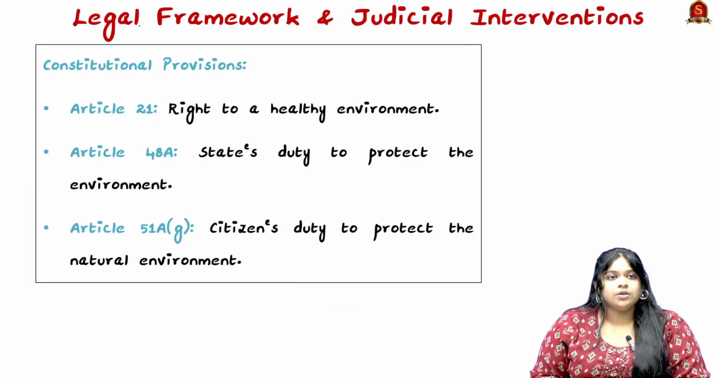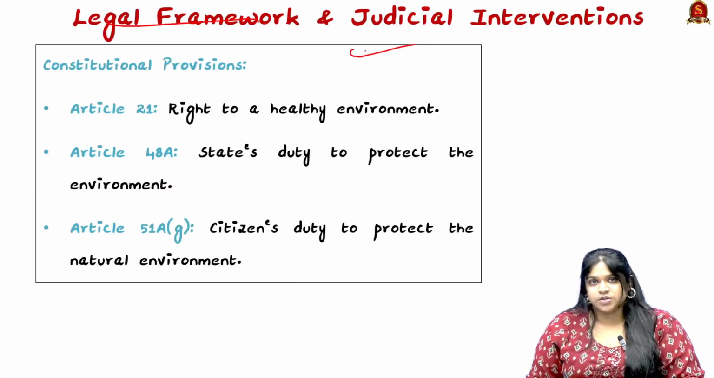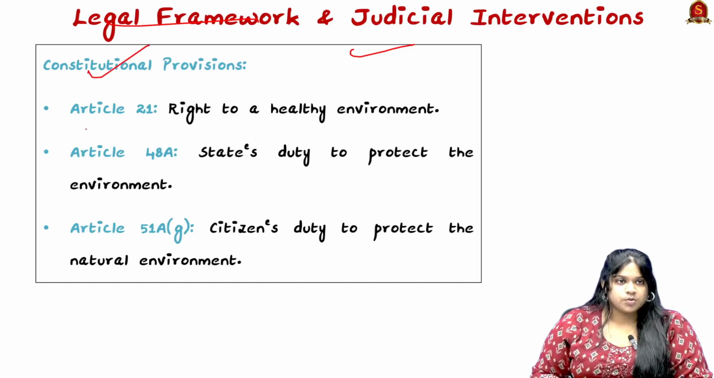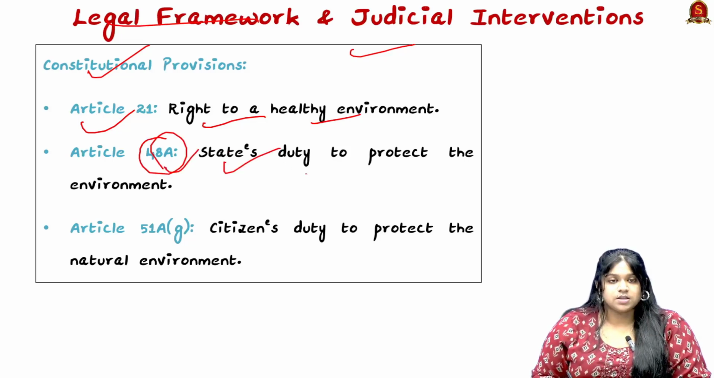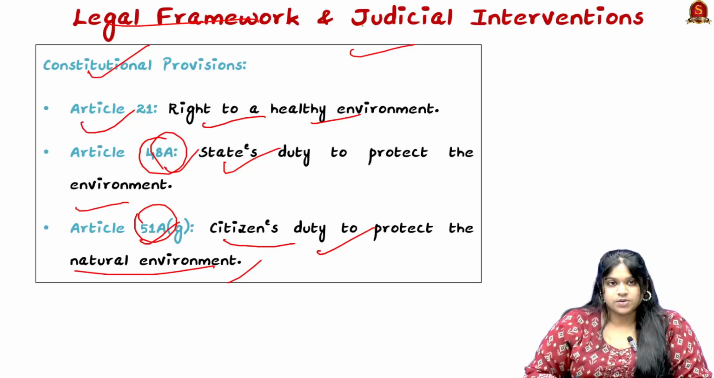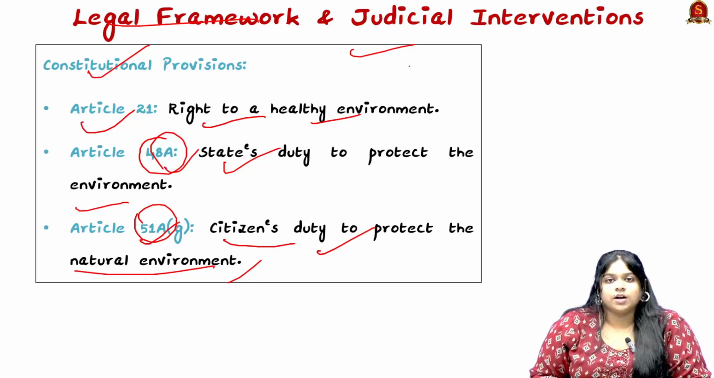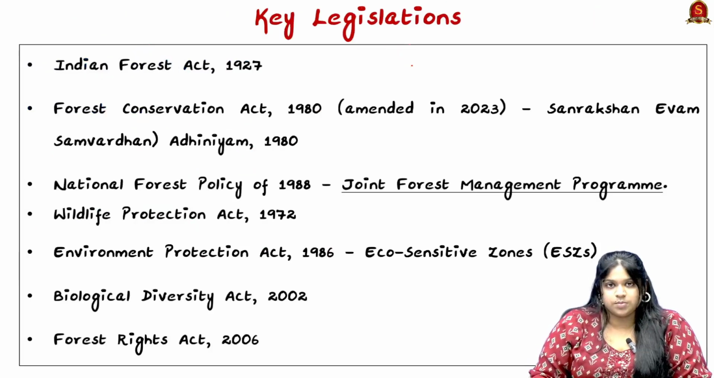Now, looking into the legal framework and judicial interventions, looking into the constitutional provisions, Article 21 brings in the right to a healthy environment. Article 48A brings in the state's duty to protect the environment, and Article 51A, Clause G, brings in citizens' duty to protect the natural environment. So it all includes the fundamental rights, fundamental duties, and also DPSPs.